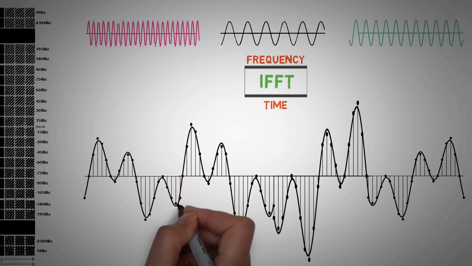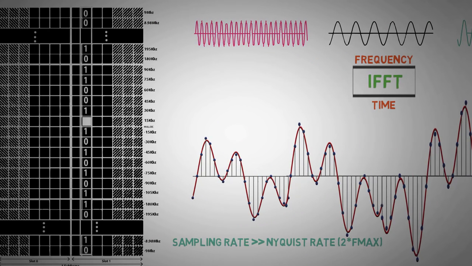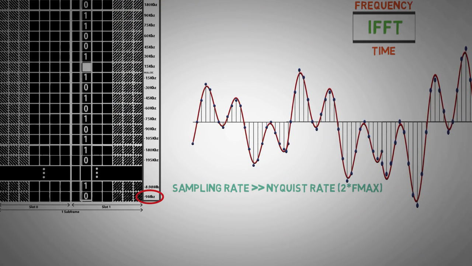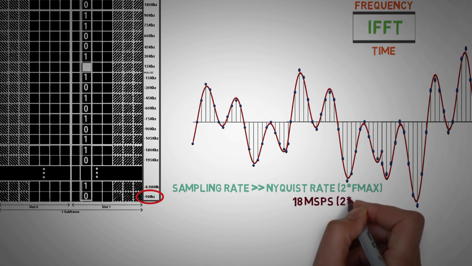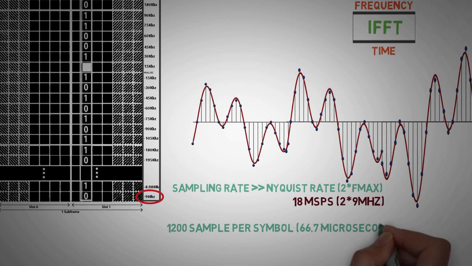As the data is being sampled by IFFT, samples must be taken above the Nyquist rate for faithful reproduction at the receiver. For an LTE spectrum of 20 MHz, the highest frequency component is 9 MHz, which means the sampling rate should be greater than 18 megasamples per second. In other words, 1200 samples per OFDM symbol of 66.7 microseconds.